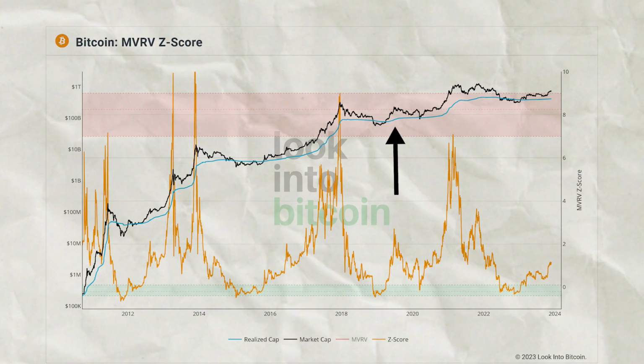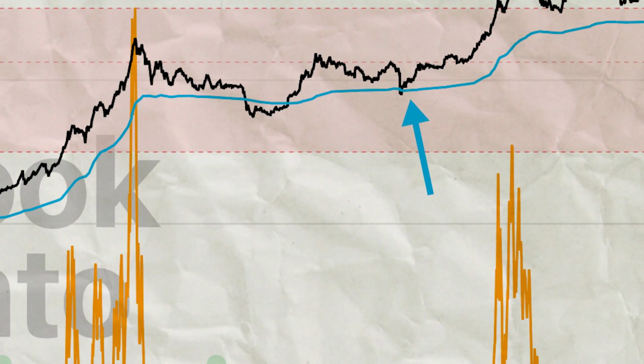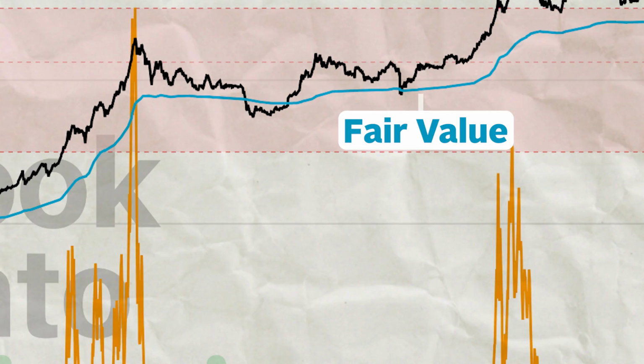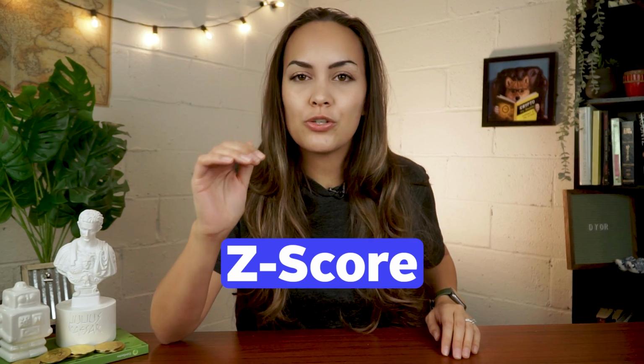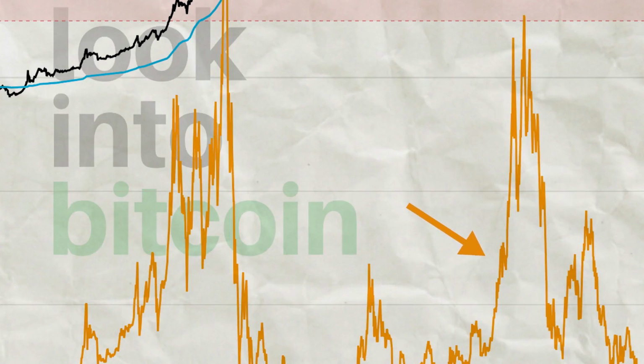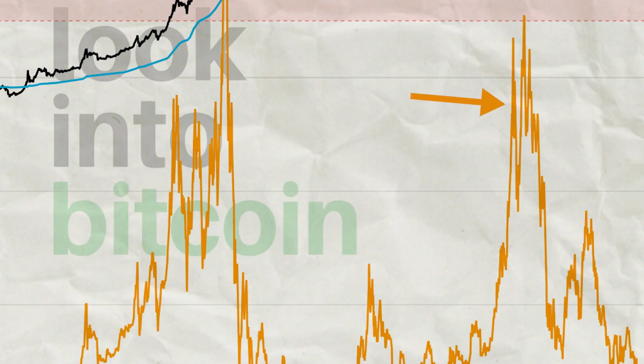Realized value, which we have just learned about, is indicated by the blue line, which can be interpreted as Bitcoin's fair value. And then there is the Z-score, which is indicated by the orange line. This is a standard deviation test that makes extremes between market and realized value stand out on the chart.